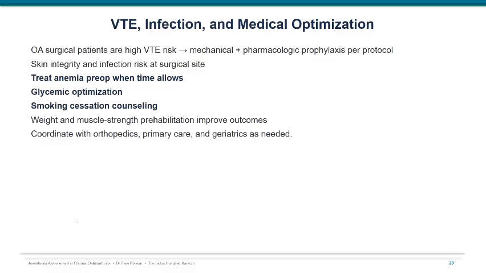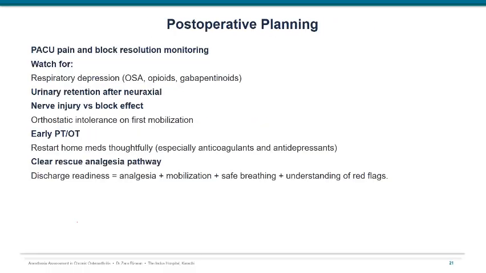It's actually a multimodal approach which is going to help the patient. Postoperatively, we can go for pain and block resolution monitoring. We need to watch for respiratory depression, urinary retention, and nerve injury. We need to mobilize them as early as possible. Rescue analgesia pathways have to be counseled to the patient in case they develop pain on the way home.